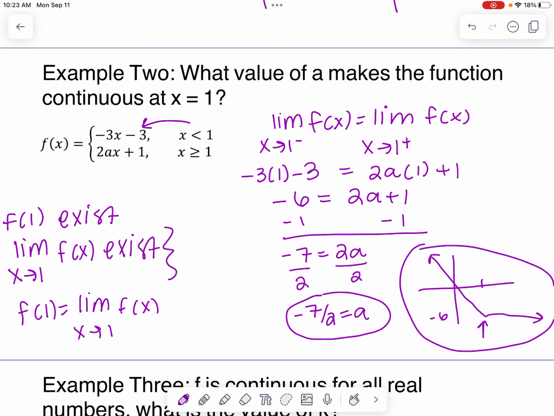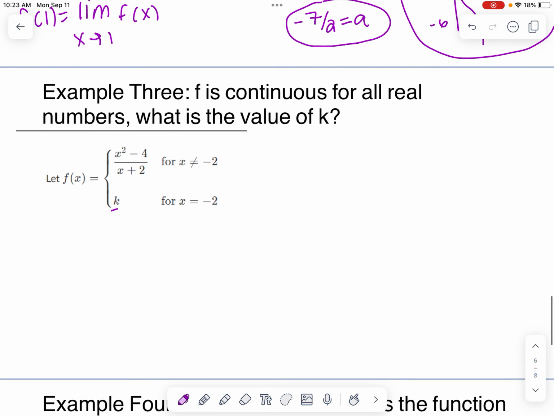Okay, going on to the next one. So this one is a little different, but this is example 3, and it says f is continuous for all real numbers. What is the value of k?